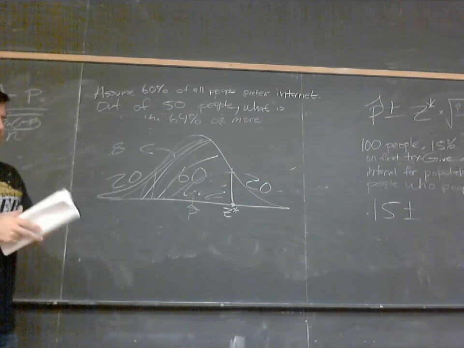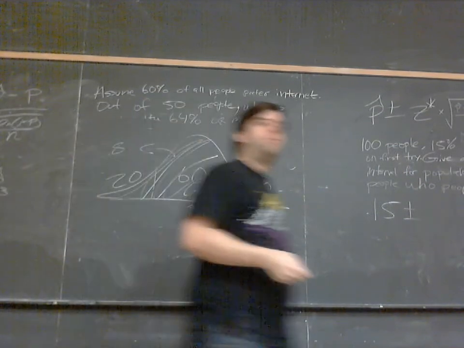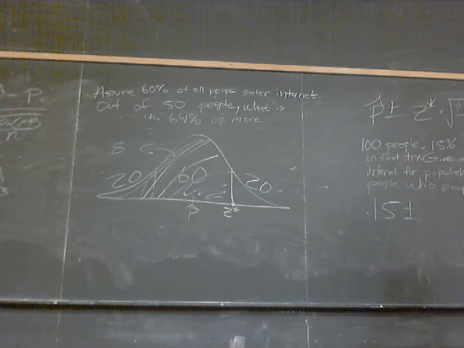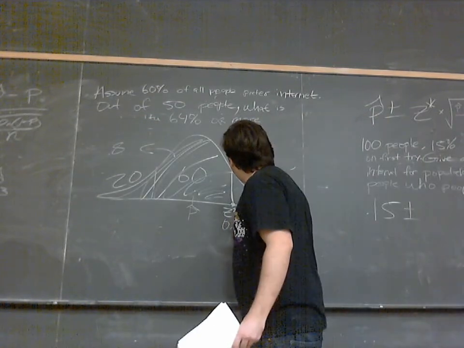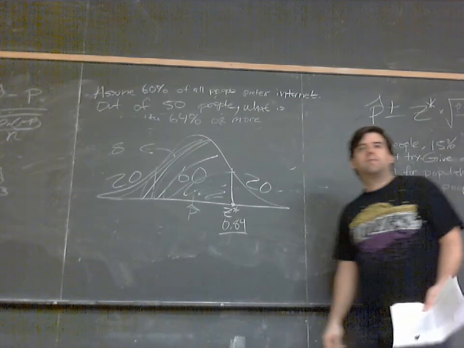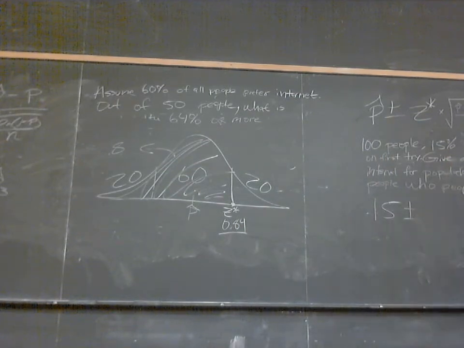So now I'm going to go to my z table and I'm going to look for 0.8 or as close as I can get to it, not at the z-score column, but in the interior of the table. As close as I can get to 0.8 is 0.7995, so really close. That is on row 0.8 and column 0.04. So that z-score is 0.84.